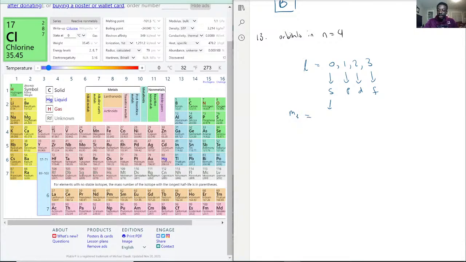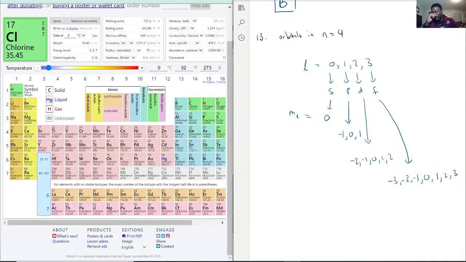So for the S shell, you'd have just the positive and negative values of whatever number you had there, so everything included. This one would just be 0. This P breaks down to -1, 0, and 1. The D shell, because it's 2, is going to be -2, -1, 0, 1, 2. And the F is going to be -3, -2, -1, 0, 1, 2, 3.